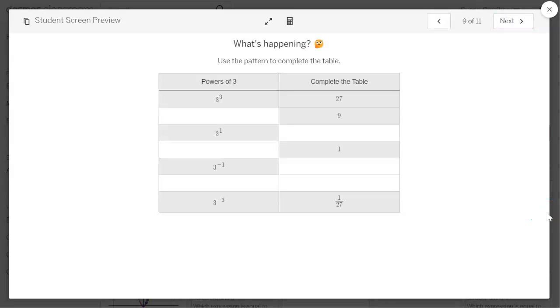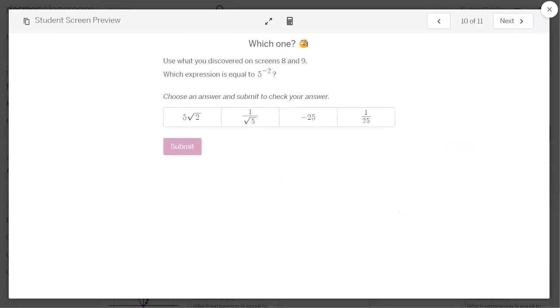And then on this one I did the same. I filled out a few on the left and a few on the right and left some gaps. Follow the same sort of pattern. Let's see if we can complete this table. And then once they've completed the table, they should be able to do this one. Use what you've discovered on screens 8 and 9 to find an equivalent expression for 5 to the negative 2 power. Which one makes sense? They also have the graphing calculator, so they can type in these expressions to compare them.